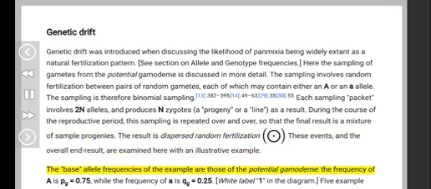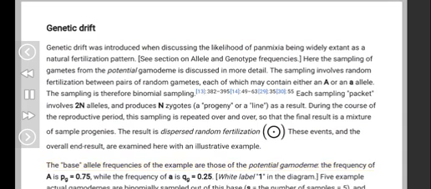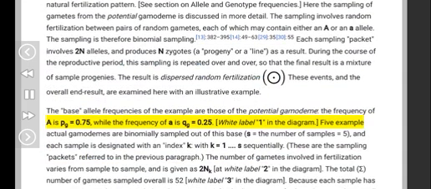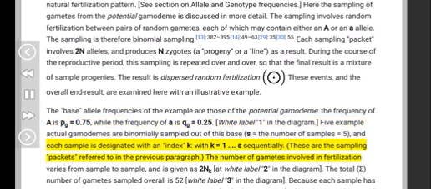The base allele frequencies of the example are those of the potential gametome. The frequency of A is QG equals 0.75, while the frequency of a is QG equals 0.25. White label 1 in the diagram. Five example actual gametomes are binomially sampled out of this base, S equals the number of samples equals 5, and each sample is designated with an index, K, with K equals 1 to S sequentially. These are the sampling packets referred to in the previous paragraph.